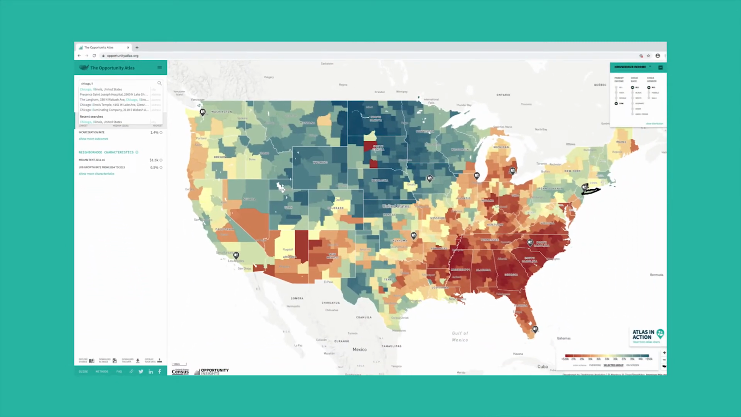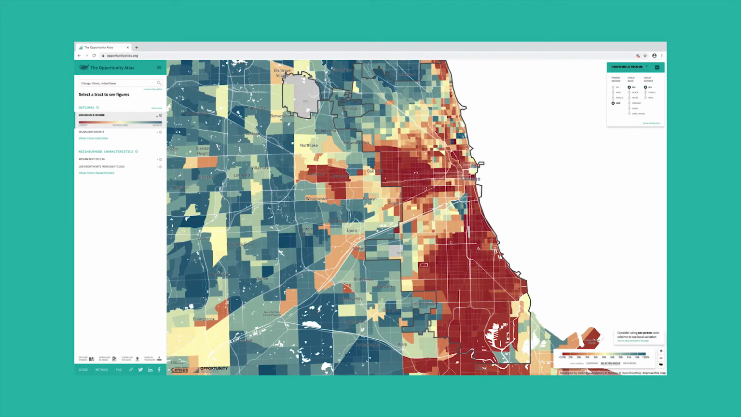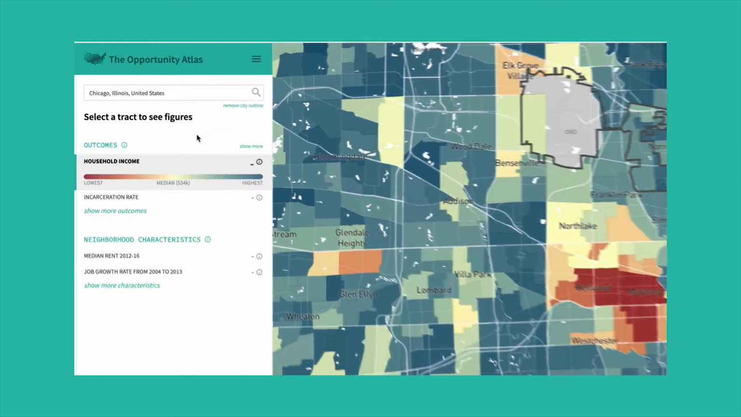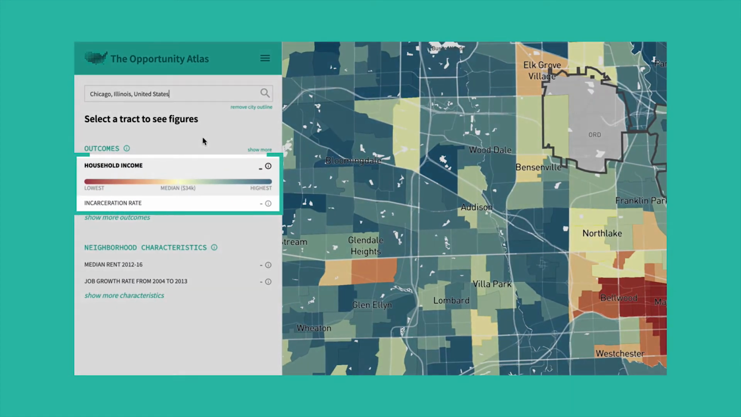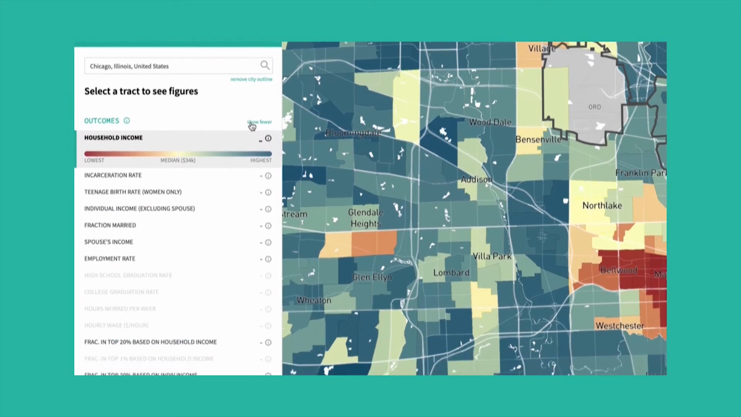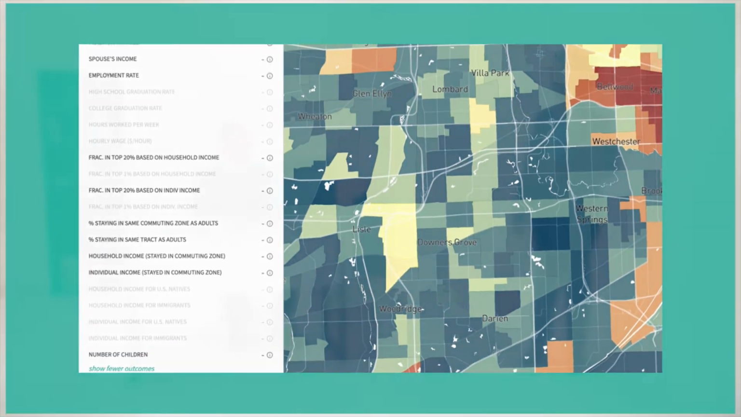Practice by typing in the name of your city. Yep, that's my city. Next, what? What outcomes are you interested in learning about? A series of metrics for the selected region will display in the left panel of the screen. To start, you'll see options to display household income and incarceration rates. Select Show More to reveal a longer list of outcomes.